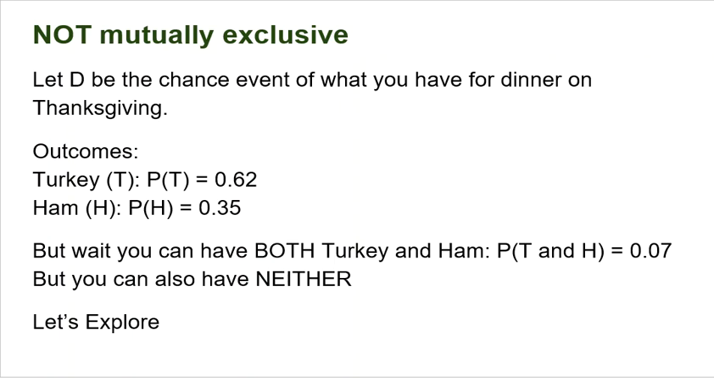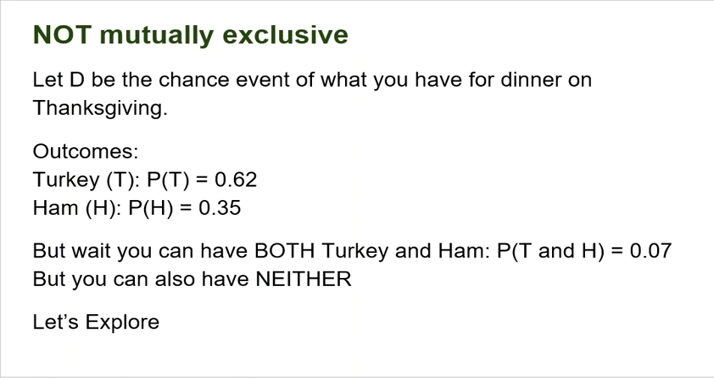And we found, after looking at many tables, that 7% of tables had both. And obviously, if you start to really think about this, some tables have turkey, some tables have ham, some tables have both. Well, some tables could actually have neither. And we're going to talk about that now. So let's actually explore this.